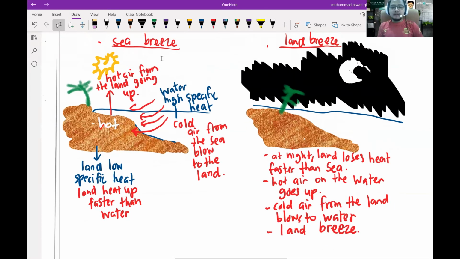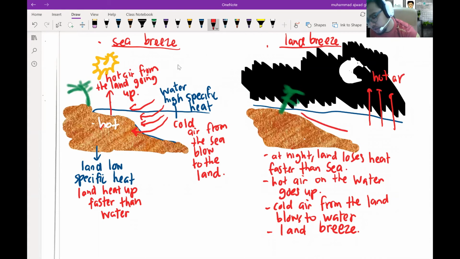Okay, that's the difference between land breeze and sea breeze. And this is based on specific heat capacity. Okay, so kalau macam tadi, engine, car engine, specific capacity. The natural phenomena related to this is land breeze and sea breeze. So kat sini, yang panas ni daripada laut naik ke atas, hot air, and cool air daripada darat.